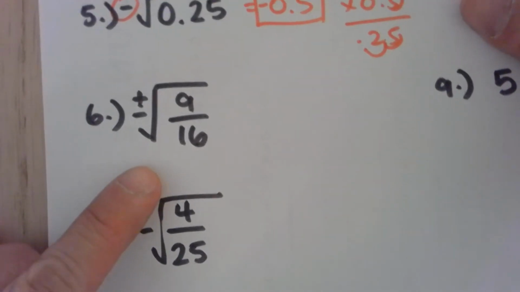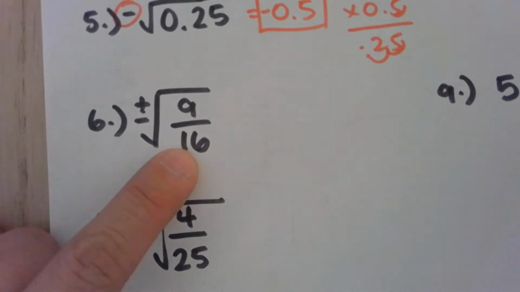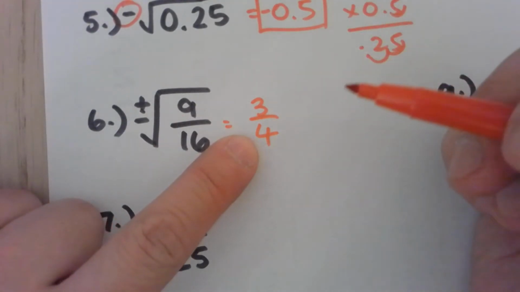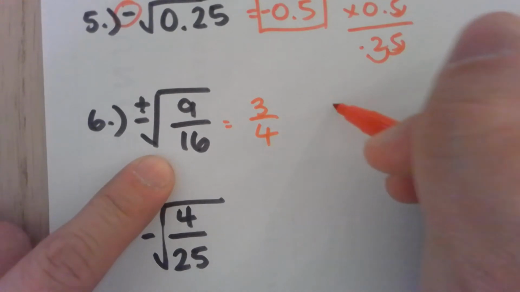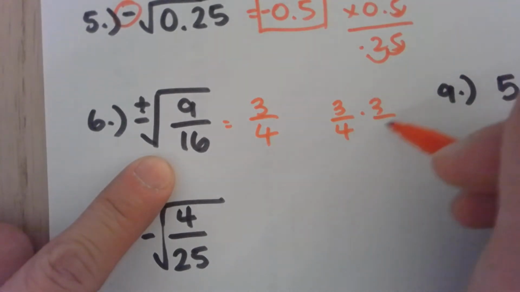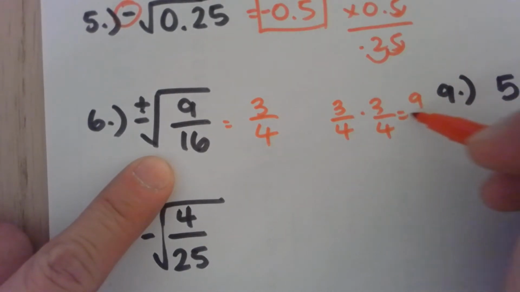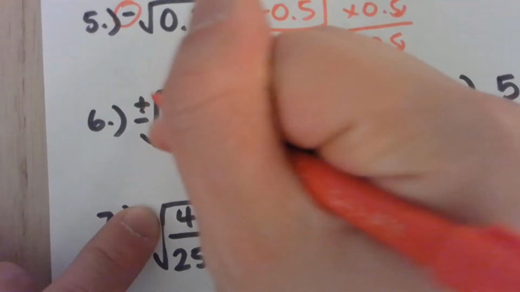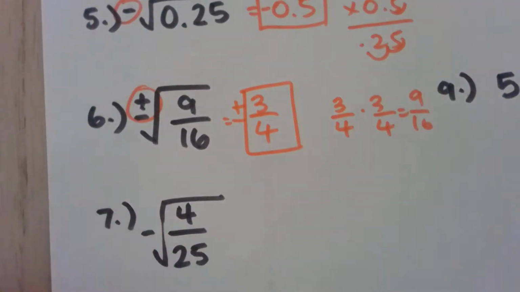Take a look at number 6. What times what gives you 9 over 16? Yeah, that's right. It's going to be 3 over 4 because 3 over 4 times 3 over 4 is 9 over 16. I'll write that on the side so you guys can visualize. So the answer is 3 over 4. Sorry, I forgot the plus or minus sign. So plus or minus 3 over 4.